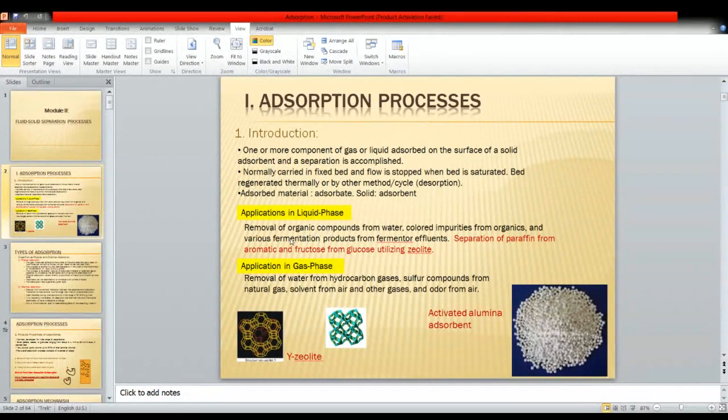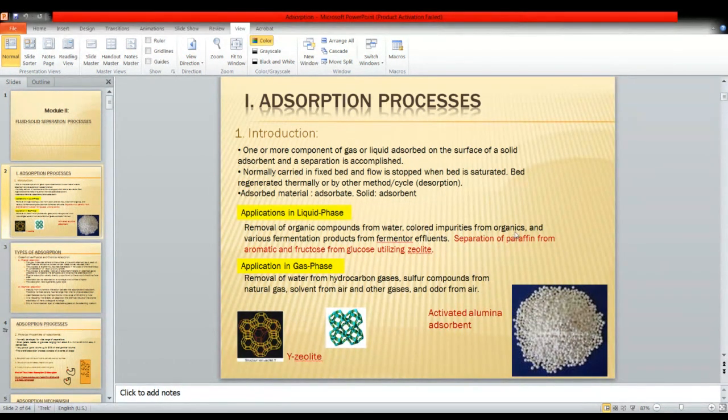So what are the applications in the liquid phase? The adsorption process can be used in both phases: to separate gas from gas, or liquid from liquid, or solid from liquid. So in all cases you can use adsorption. Some examples of application are here, like removal of organic compounds from water. Just as an example, phenol is an organic compound you are separating from water.